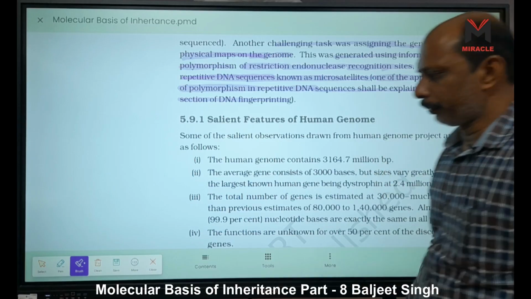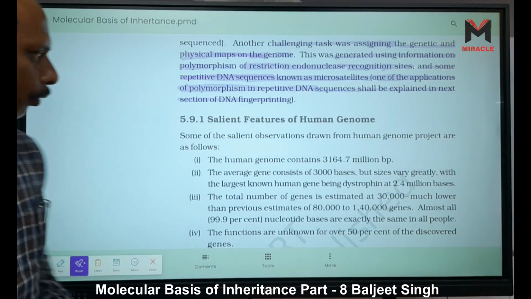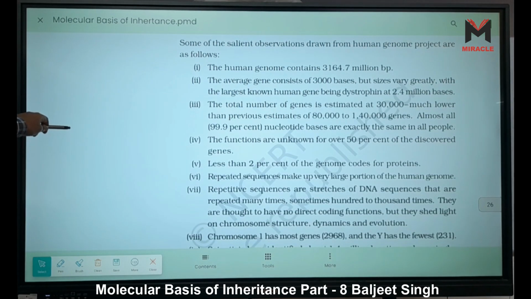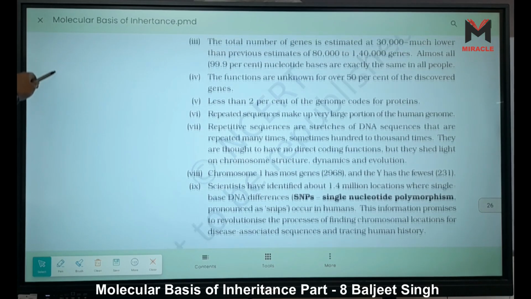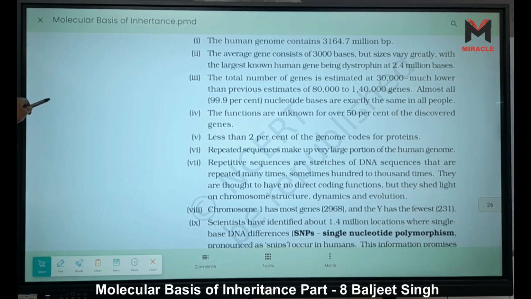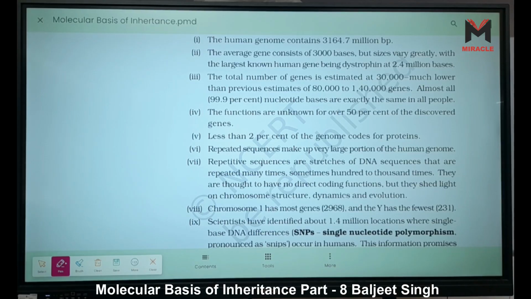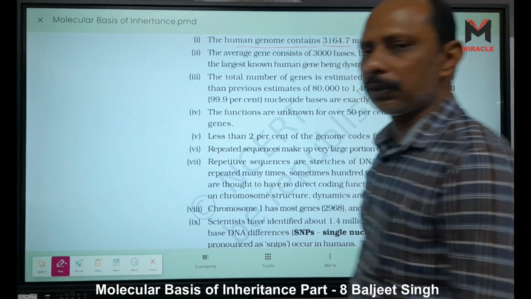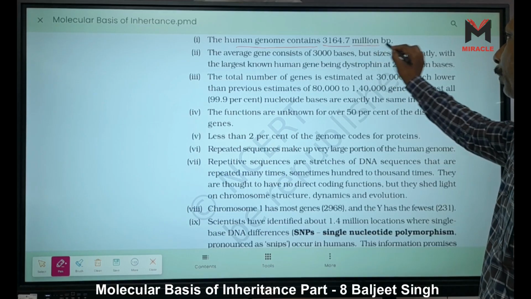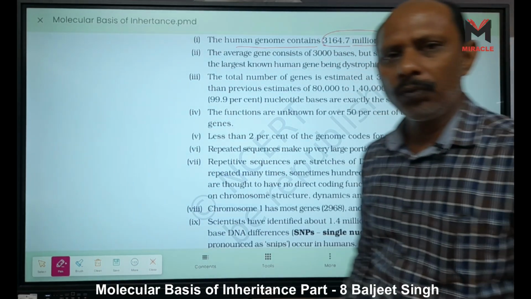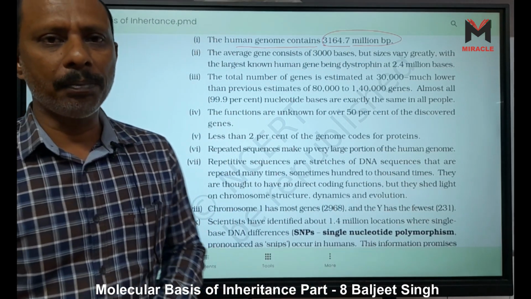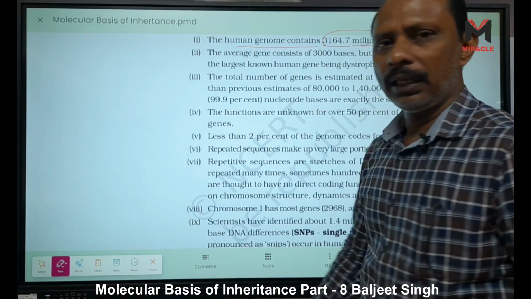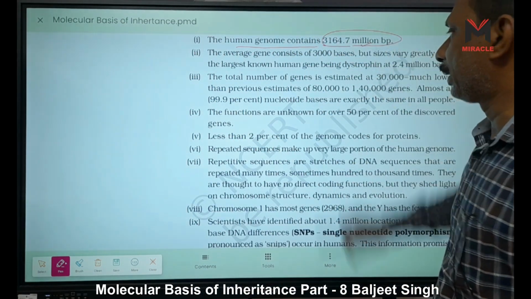Salient features of the human genome. After this human genome project, we get some features of the human genome. What is given here? We have to read here. How many are given? Here 9, right? 9 features are given. So we read this. The human genome contains 3164.7 million base pairs. First, very important, 3164.7 million base pairs are there, right? It is million, not a billion. Okay, about 3 billion, but 3164 is the exact number.